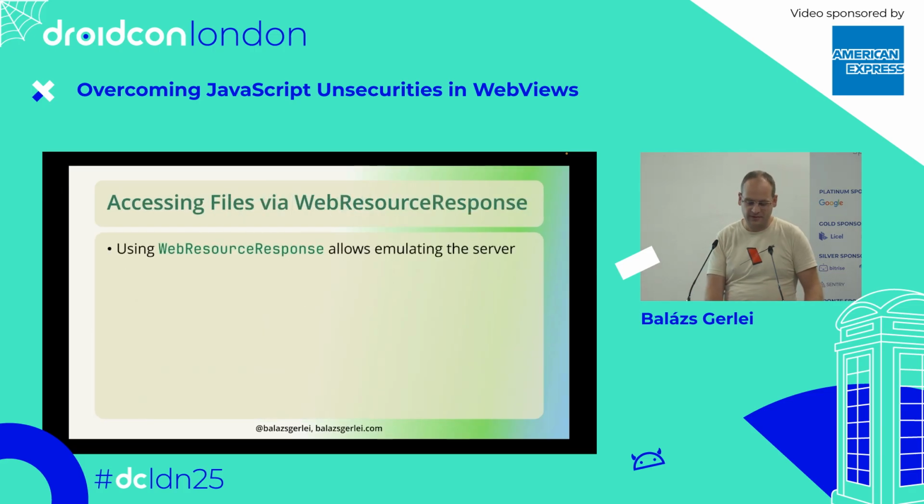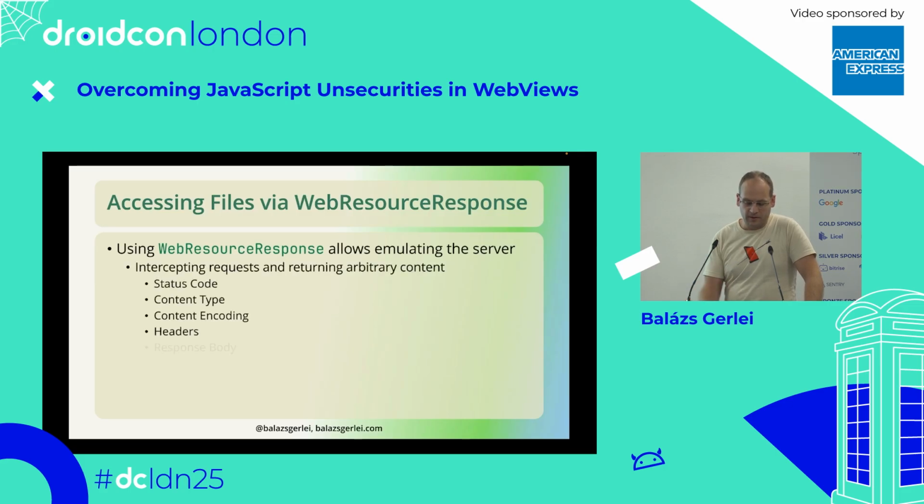So disable both of these, but of course, if you want to publish files, this is not the answer, so let's go forward. There's also this wonderful construct called WebResourceResponse. This allows you to basically emulate a server, so to respond to any requests that are being made in a WebView. You can basically intercept the request and create a response with the status code, content type, and so on, and the response body as well.